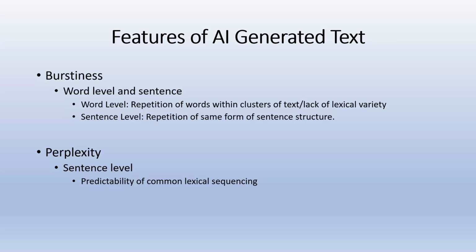At the sentence level, burstiness means that the same form of sentence structure is used basically throughout an entire piece of generated text. Perplexity pretty much only occurs at the sentence level because it refers to predictability. And what it generally refers to with generated text is the predictability of lexical sequencing. What word is statistically most likely to follow the next?